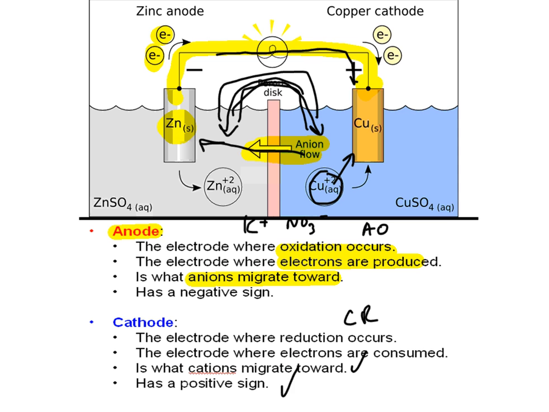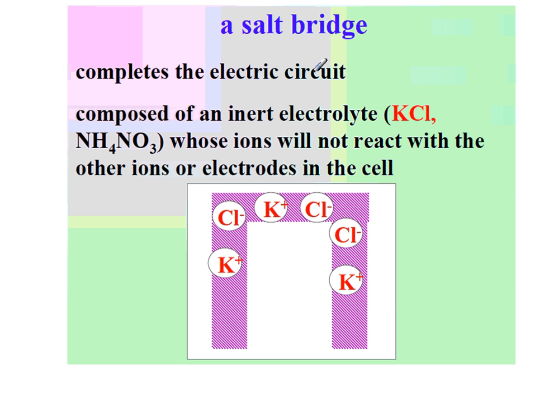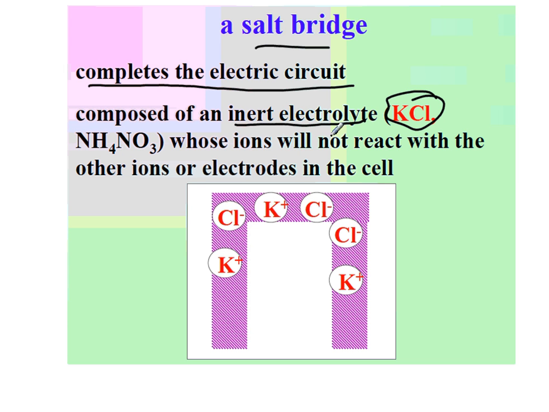The purpose of the salt bridge is it completes the electrical circuit. It will have something that's called an inert electrolyte. Basically that means its ions will not react with anything else, so it has to be basically always soluble. That's the key thing. Here's an example of what you'll see on the AP exam.